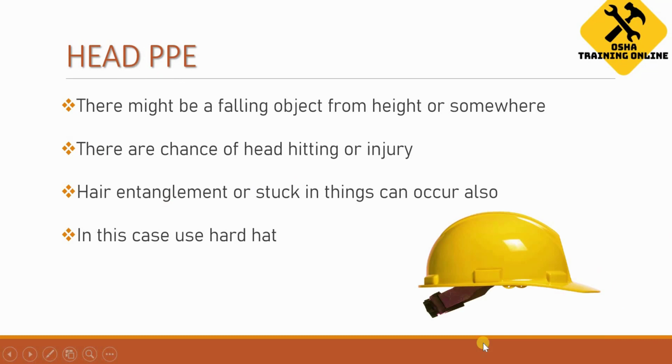The next PPE is used for the head. There might be a situation when an object can fall down from a height, so it can really hit your head and injure you. There may also be a situation where, let's suppose you are working at a height or somewhere and your hair gets entangled. Entangled means stuck. For example, you have long hair and it gets stuck in something, then this can also put you in danger. So in that case the PPE used is a hard hat.